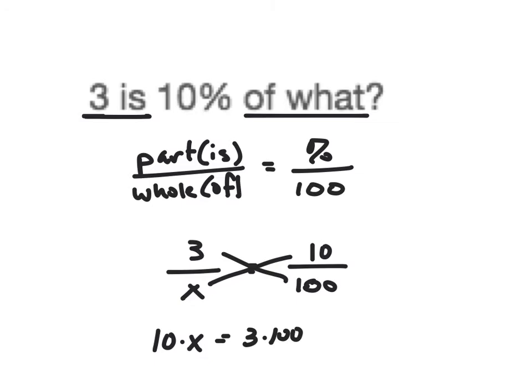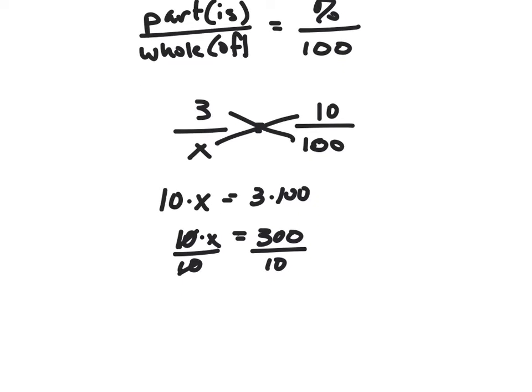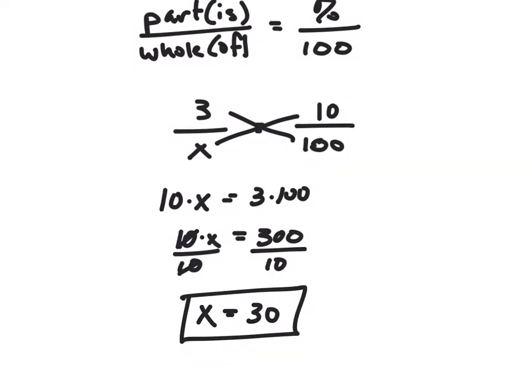Okay, and so if we have 10 times x, 3 times 100 is just going to give us 300. If I divide both sides by 10, these 10s divide out, and you are left with just an x on the left side. That's going to be equal to 300 divided by 10, which is just going to be 30. So our unknown is 30, and that's our answer.